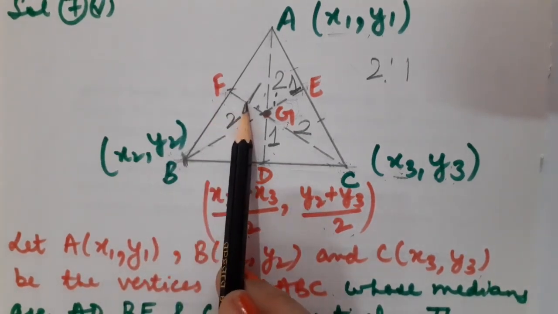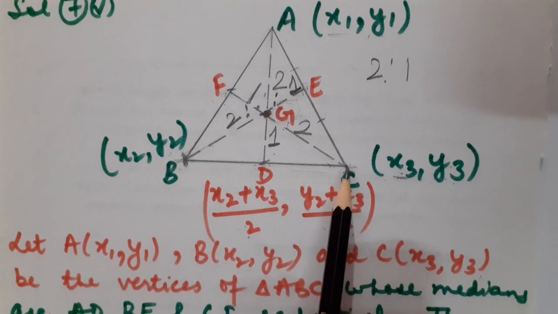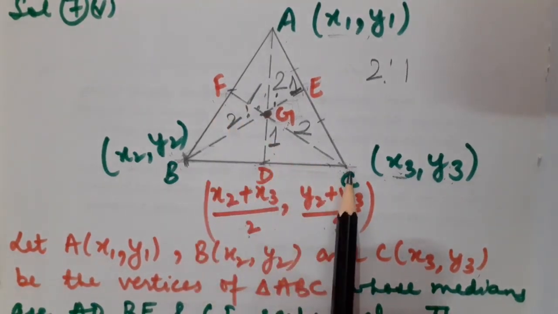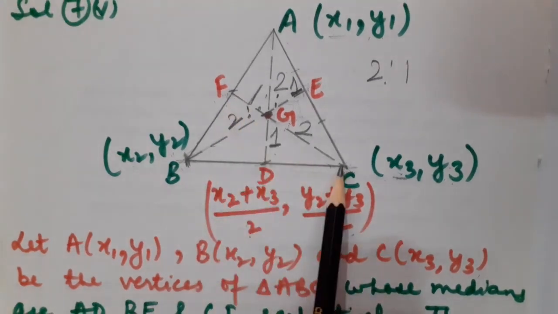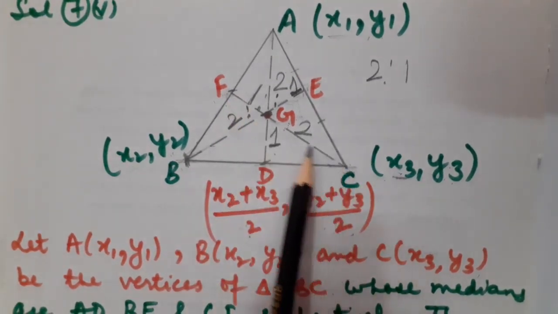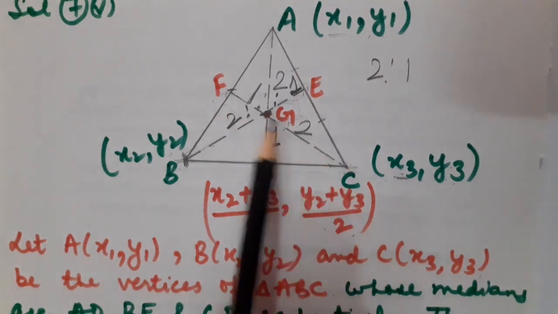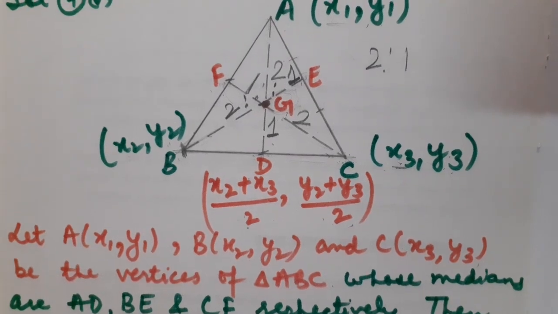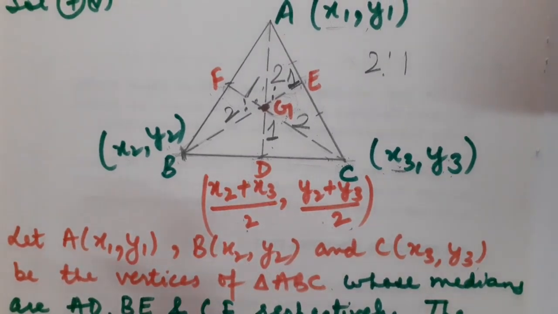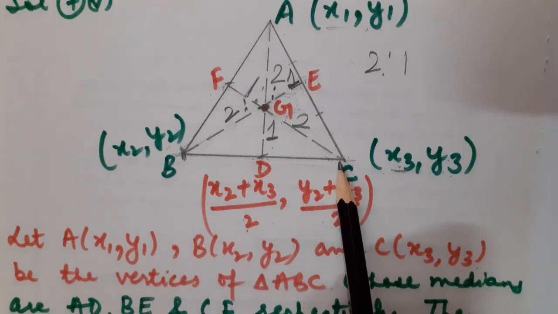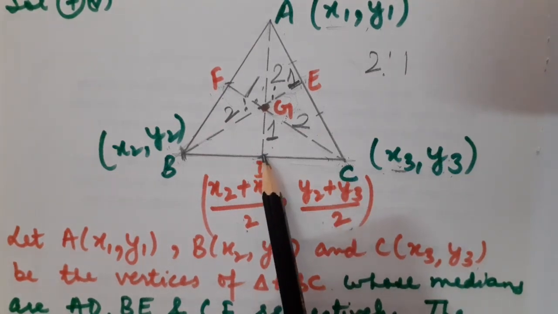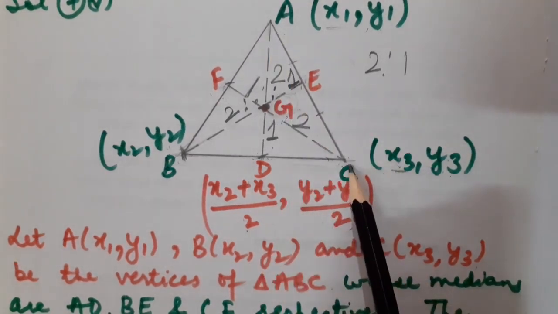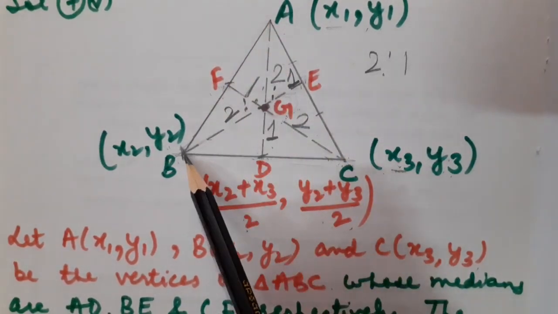Don't be confused that ma'am has written here 1:2. No, we have to start naming it from the vertex itself, so it is median CF. So this complete CF is also divided in the ratio 2:1. Correct, students? As I told you, a median divides the opposite side of the triangle in 2 equal parts. So can we say that D is the midpoint of BC? In the same manner, E is the midpoint of AC and F is the midpoint of AB.